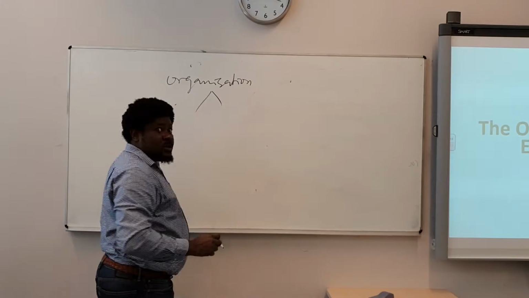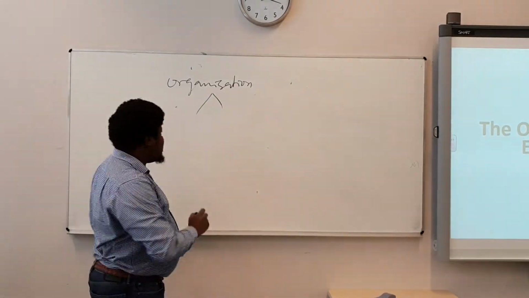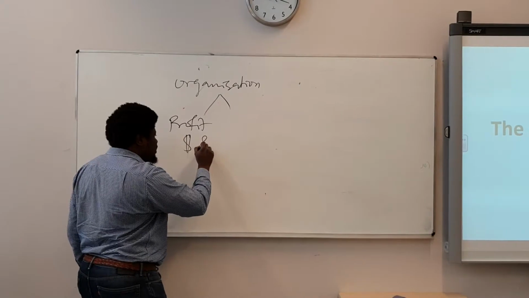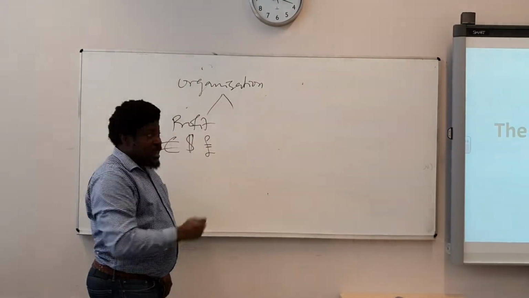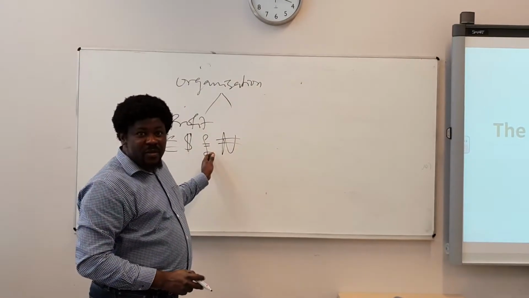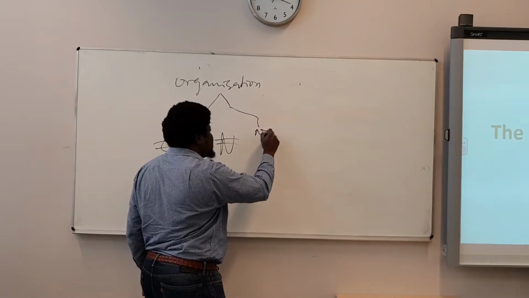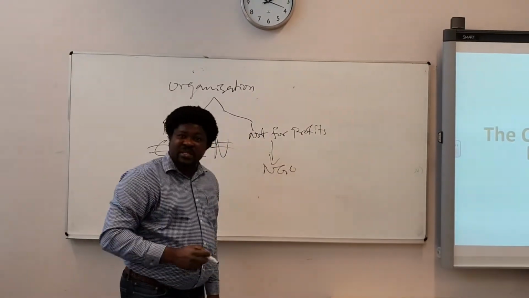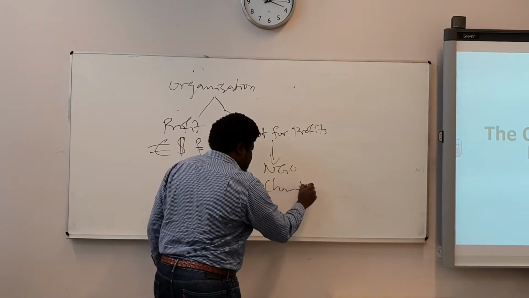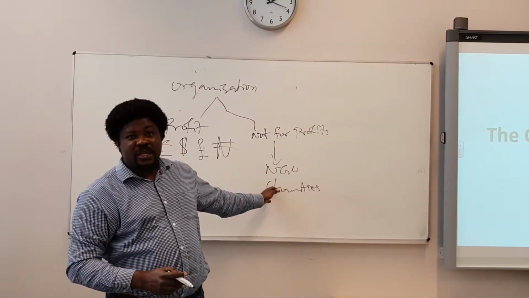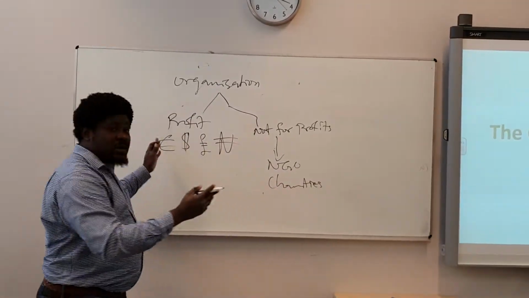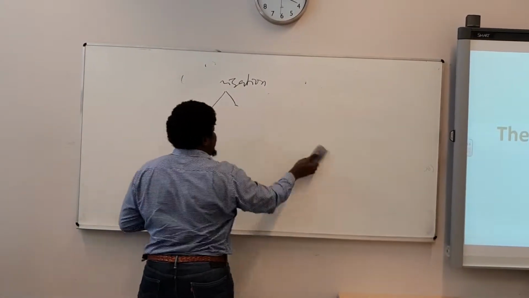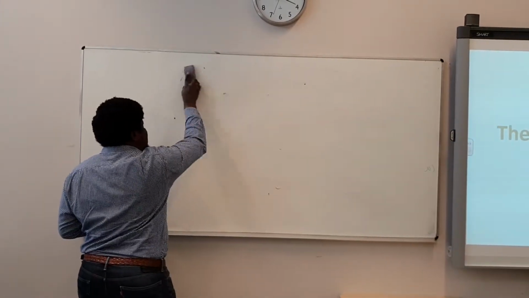An organization could be to make profit or could be not for profit. So it could be a profit-making organization, making dollars, British pounds, euros, and Naira in Nigeria, West Africa. Or it could be a not-for-profit organization, for example NGOs, non-governmental organizations, or charities who are pursuing a cause for humanity or for international development. Of course, we have various types of organizations, but my other video on types of organizations covers that in detail.